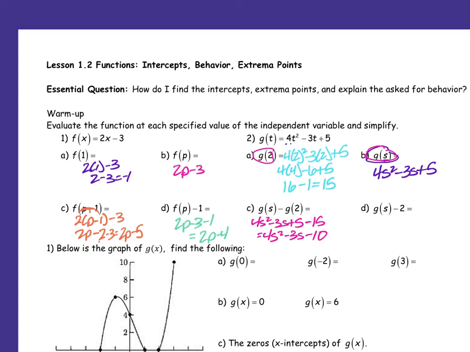Okay, and then D is using g of s again, so I'm going to use this one again, which is 4s squared minus 3s plus 5, subtract 2, so that gives me 4s squared minus 3s plus 3.